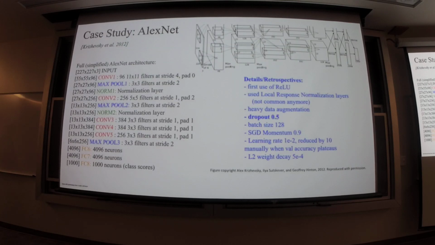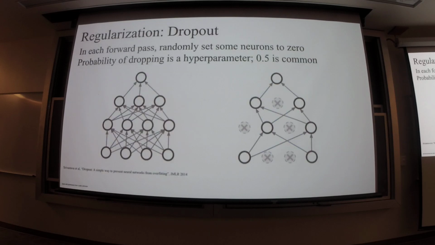augmentation. Is that a question? Okay. Next is dropout. So dropout is another form of regularization that is used a lot in modern neural networks.